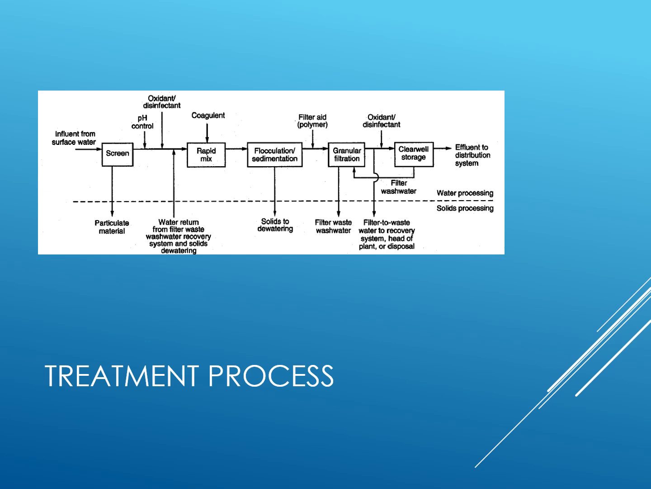It is then followed by pre-treatment, which may include screening, which takes out the large objects like debris, leaves, and sticks, which are removed using these screens. It's followed by coagulation and flocculation, where chemicals are added to cause small particles to clump together, forming larger, heavier particles called flocs. Followed by sedimentation. The flocs settle to the bottom of the tanks, allowing the clear water to be drawn off.